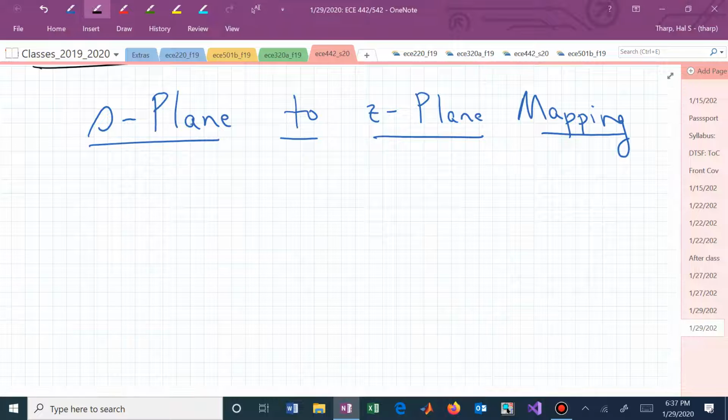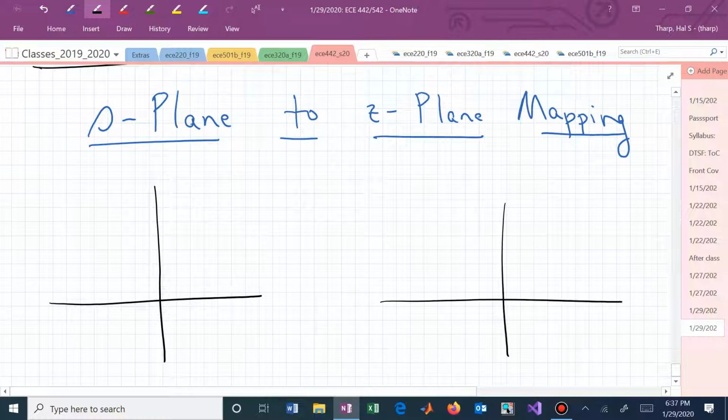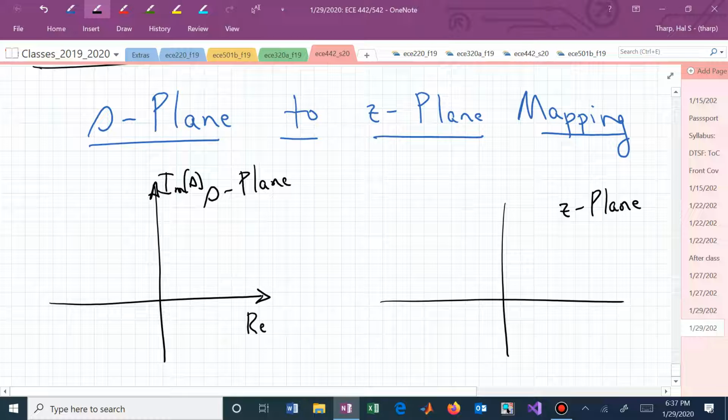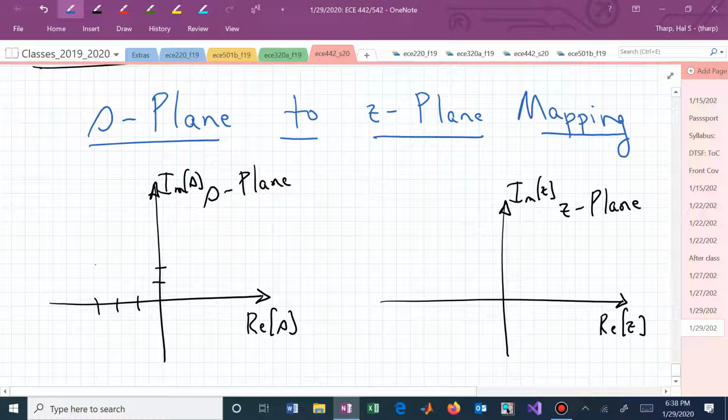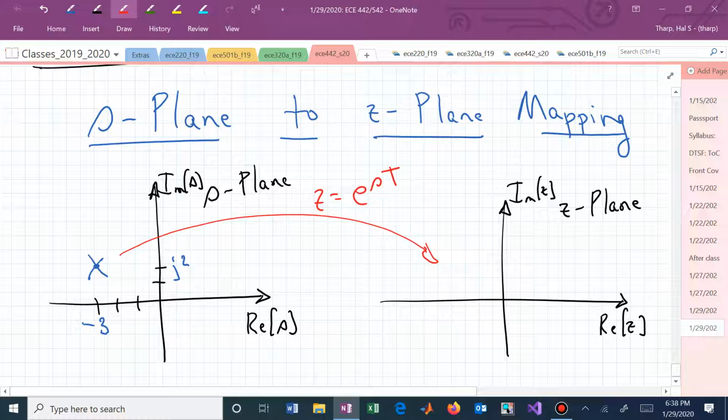We now have 2 complex planes. We have an s-plane and we have a z-plane. This is now the imaginary part of s, I'm sorry, this is the imaginary of s, real of s. This is now the imaginary of z and the real of z. And suppose that somebody said, well, I have a point in the s-plane. That's now an x. Let's say that is now -3 plus j2. And I want to know where does that end up in the z-plane if we map it through this relationship. Where does it go?